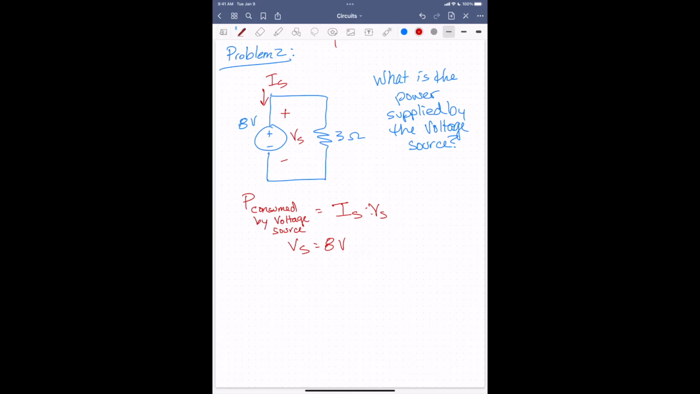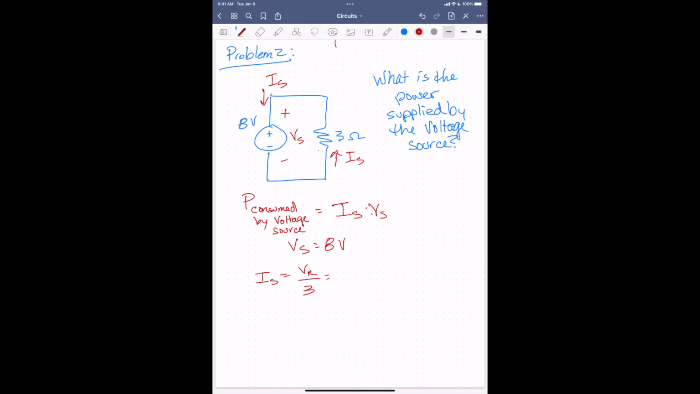Now the current going into this source is the same as the current going up through that resistor. So we can figure out what IS is using Ohm's law. So IS, which of course is this same current, I'll just write it there again for your benefit, will be equal to the voltage across the resistor divided by the resistance, 3 ohms. And the voltage across the resistor now is equal to the negative of the voltage of the source.